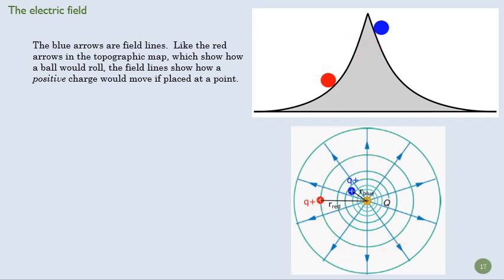If we place a ball close to the center of the field, like this blue ball is here, or this blue charge is here, we would expect a lot of acceleration, right? That's going to accelerate very quickly down that steep hill. In the same way, this blue charge is going to accelerate very quickly away from the positive charge Q.